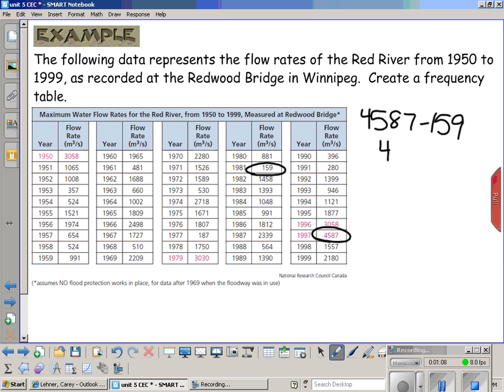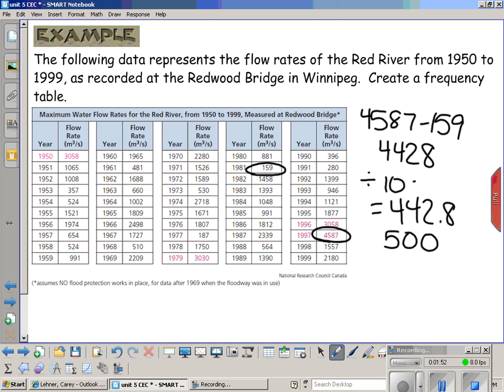It's 4,428. Frequency tables generally have between 5 and 12 intervals on them. So 5 to 12. We have a large range of data. Maybe we choose 10. 4,428, we need to be able to change that into 10 increments. So if we were to divide this by 10, we would have 442.8. Now it's nice if we can have round numbers, if at all possible, in our frequency table. So maybe we could round this to 500.